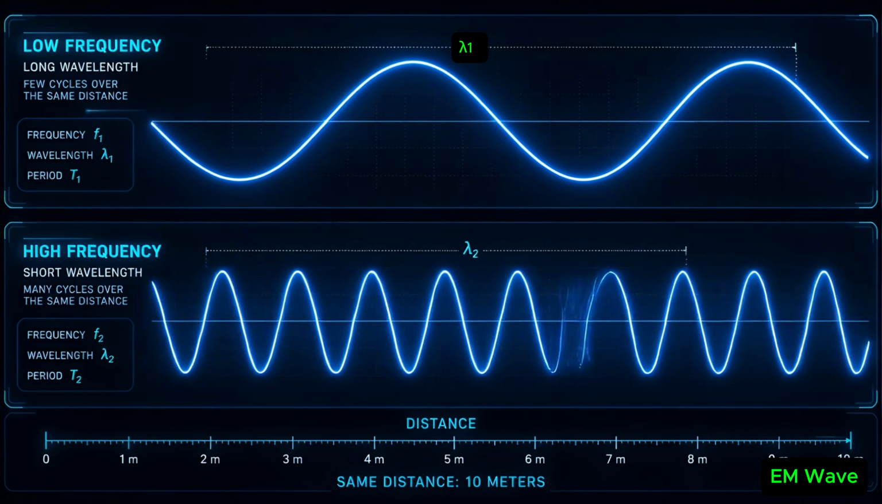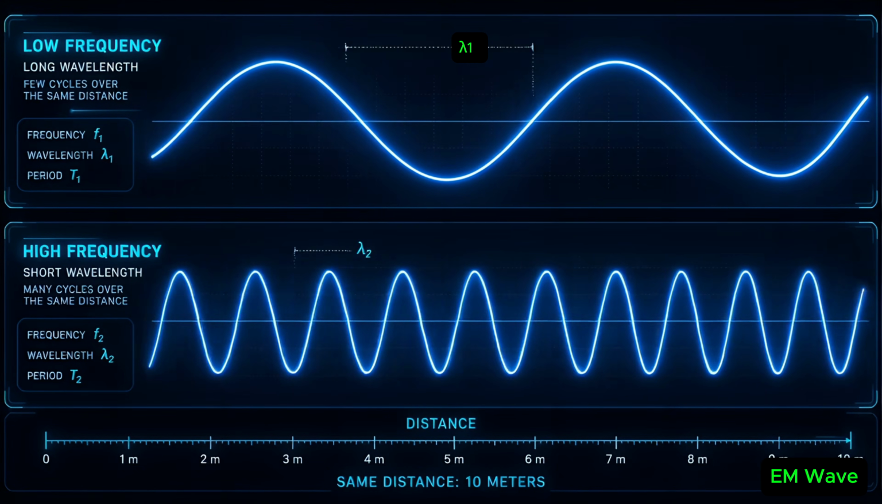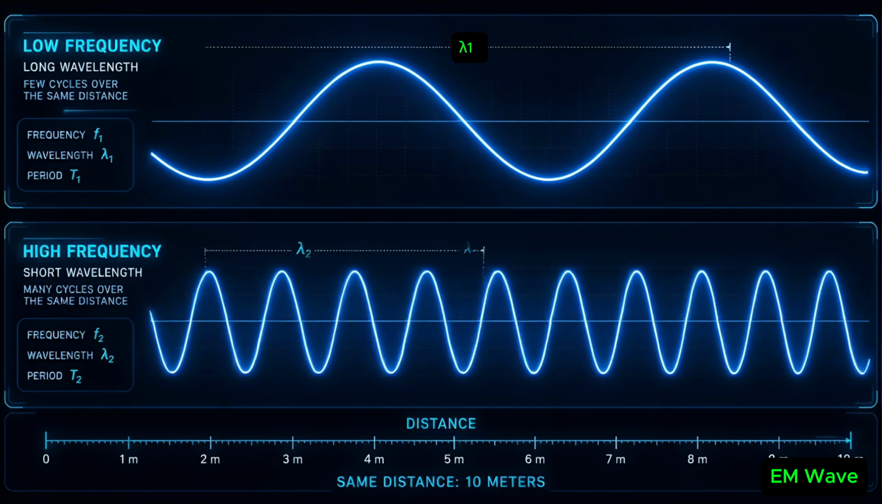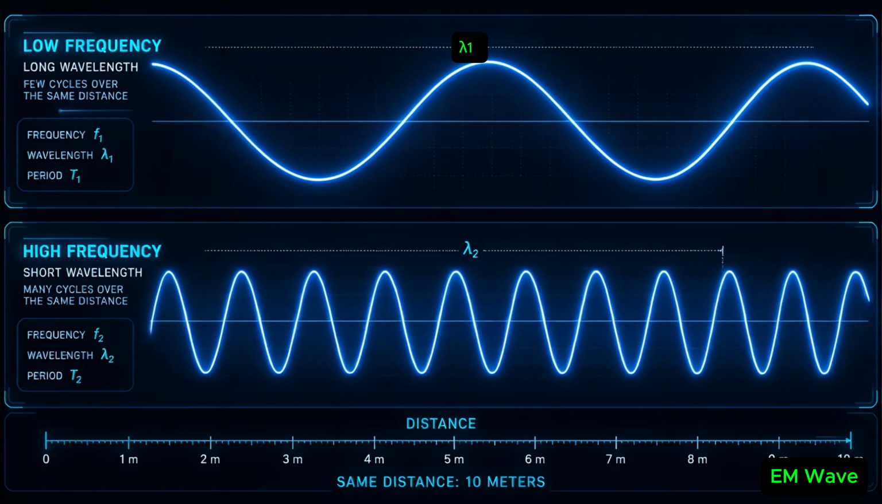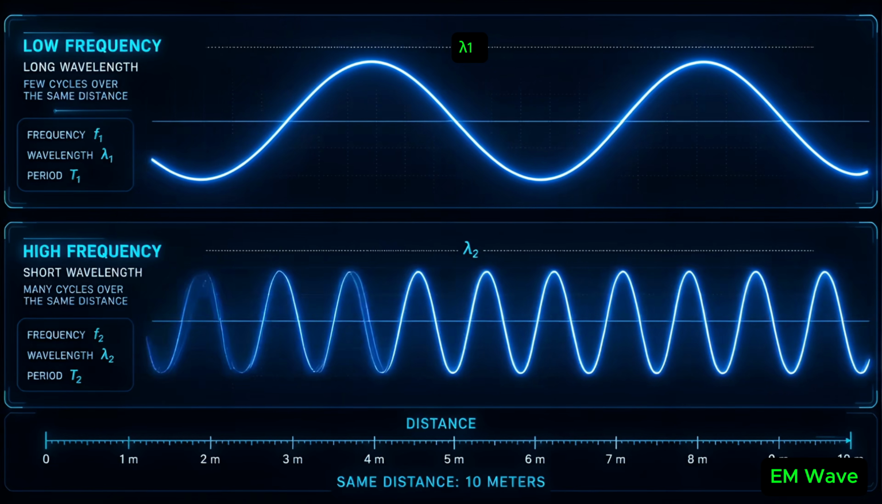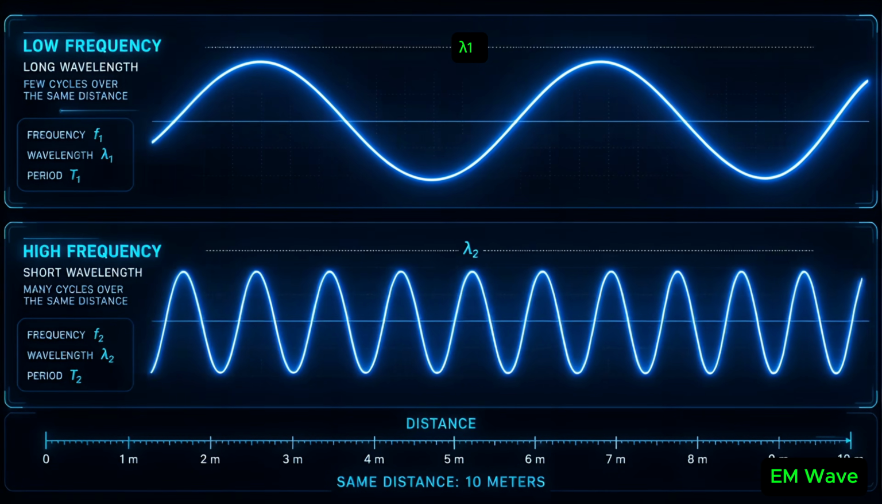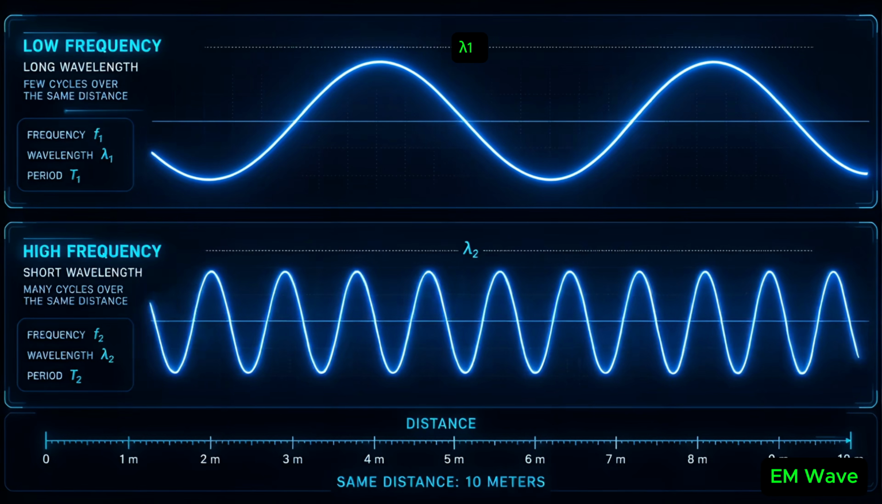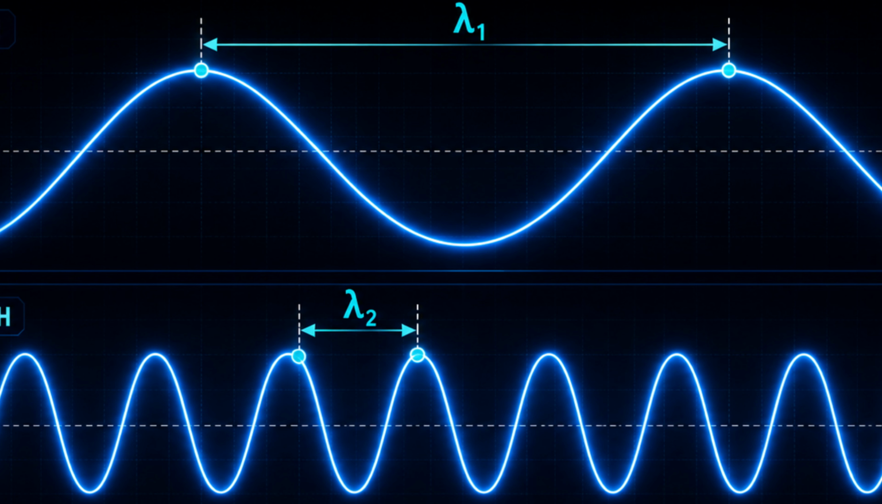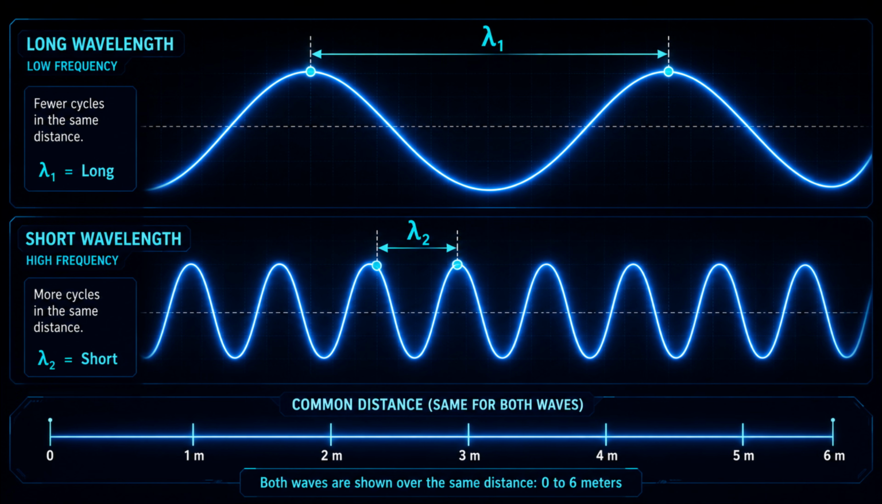Here we can compare two waves. The top wave has a long wavelength. The bottom wave has a much shorter wavelength. Notice that shorter wavelengths contain more cycles within the same distance.